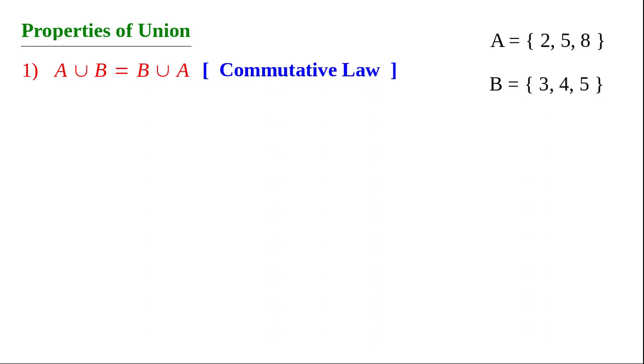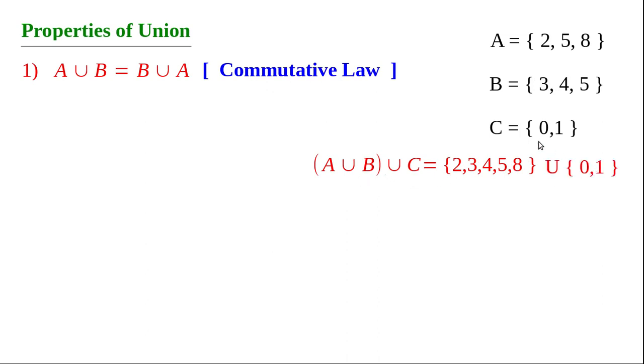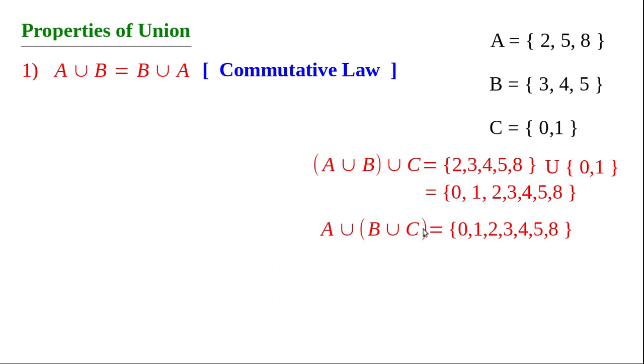To state the second property, we want to take three sets A, B and C. Then what is A union B union C? We know that A union B is equal to the set 2, 3, 4, 5, 8. Then take the union of A union B with C. C is 0, 1. Then what is the answer? 0, 1, 2, 3, 4, 5, 8. Okay. Then when we take A union (B union C) in this order, then also the answer is the same, 0, 1, 2, 3, 4, 5, 8.